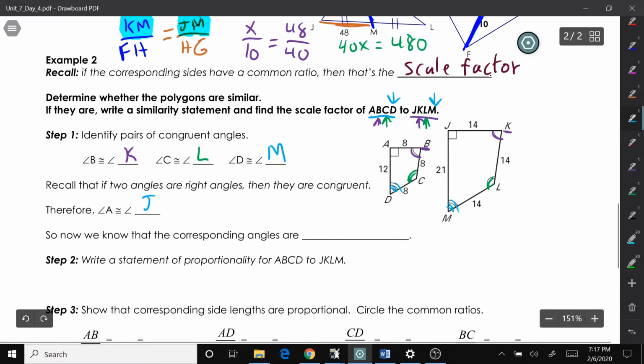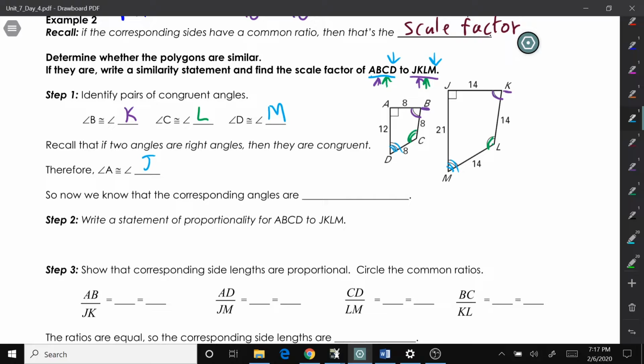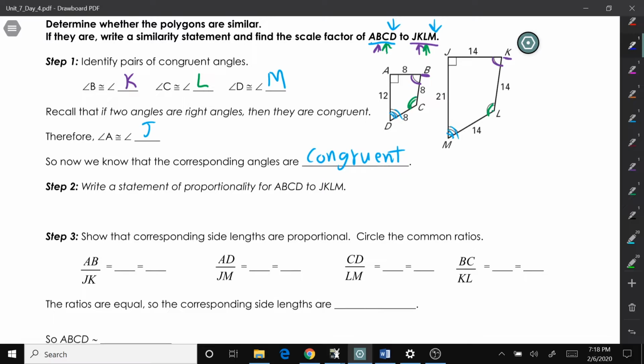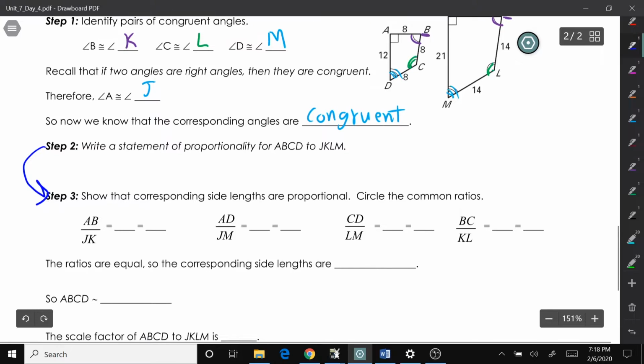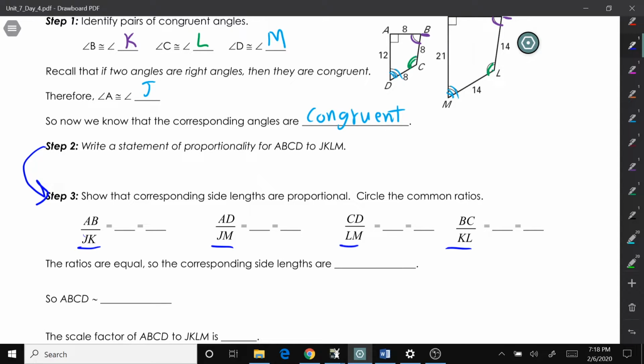We then need to check the sides to see if they're proportional. So now we know the corresponding angles are congruent. And what we need to figure out, write a statement of proportionality for A, B, C, D to J, K, L, M. Basically what that means is that when we do step 3, all these fractions, all these sides must equal the same thing. So I don't want to waste our time writing that out.